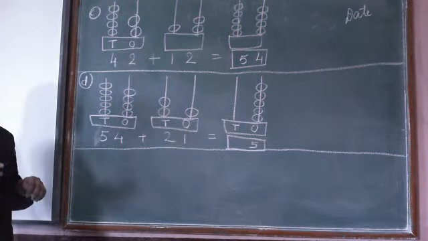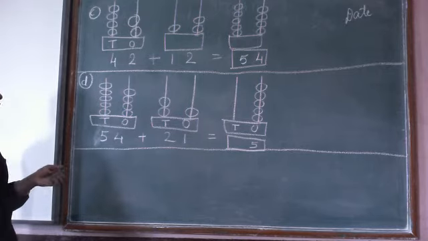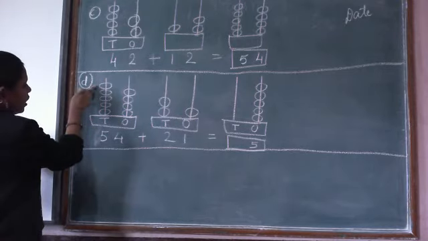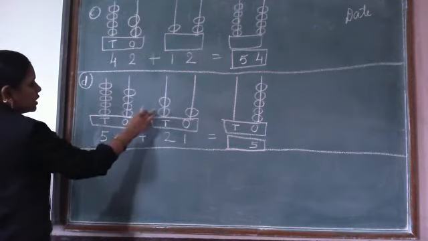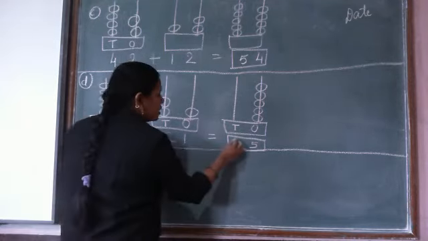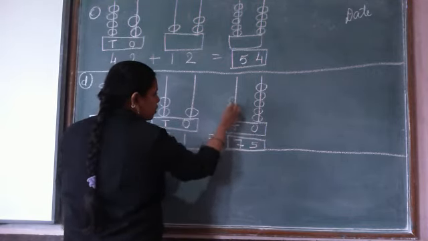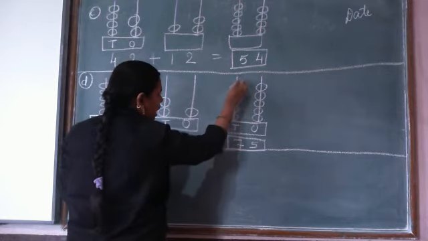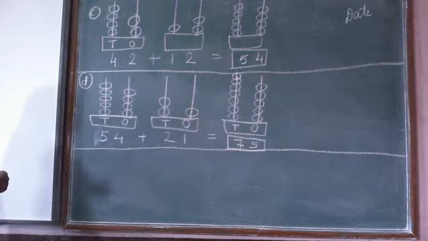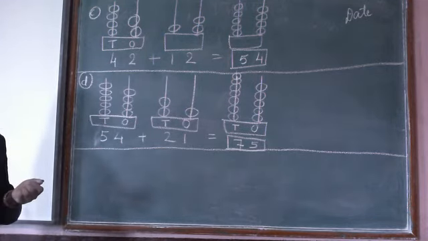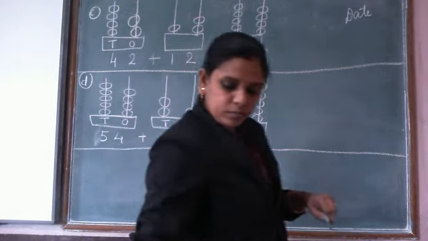Okay. Now draw the number of beads at tens place. So count the number of beads at tens place. 1, 2, 3, 4, 5, 6, 7. So write here 7 and draw here 7 beads. 1, 2, 3, 4, 5, 6 and 7. So the answer of 54 plus 21 is 75. Note it down fast.